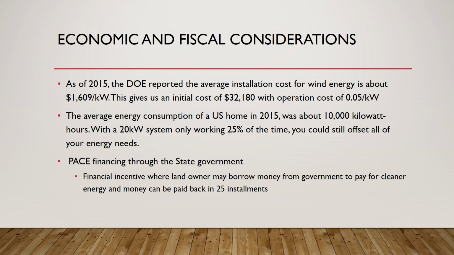Some of the economic and fiscal considerations. As of 2015, the Department of Energy reported that the average installation cost is about $1,609 per kilowatt. And with our 20 kilowatt system, this is going to bring the installation cost to around $32,180. And after that, you're going to have an operation cost of around 5 cents per kilowatt.